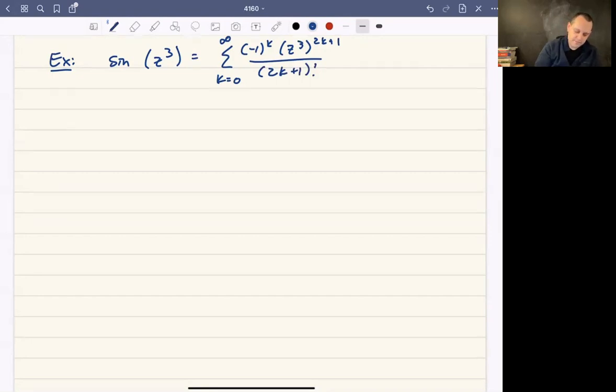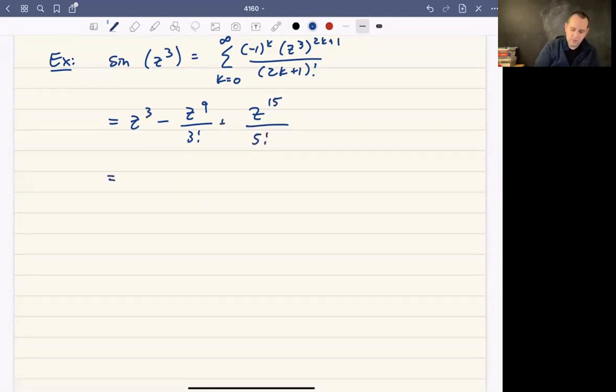If k is 0, we're going to get z cubed. And then minus, when k is 1, we're going to get z to the 9th over 3 factorial, and then plus, for k equals 2, z cubed to the 5th, so that's z to the 15th over 5 factorial, and so on.